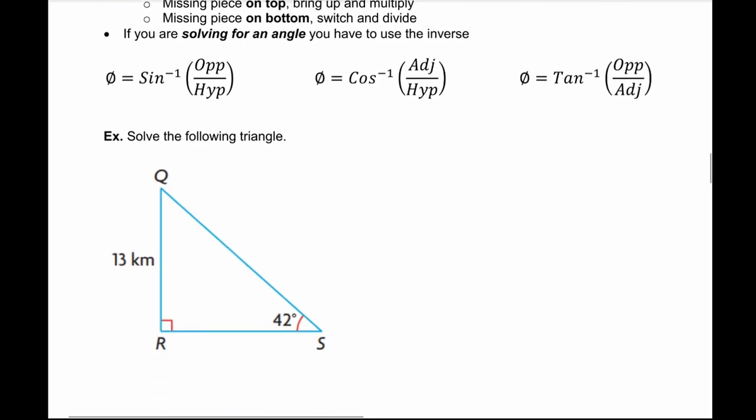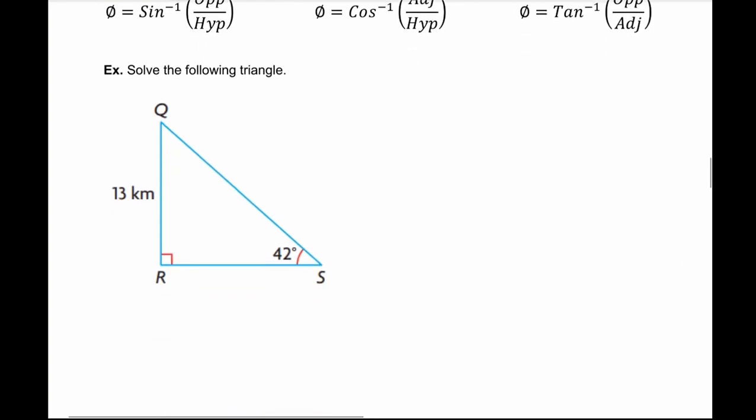So what we want to do in this example is to solve the following triangle. What solve the following triangle means is basically find all sides and angles. So you need to find all the sides and angles in this triangle.